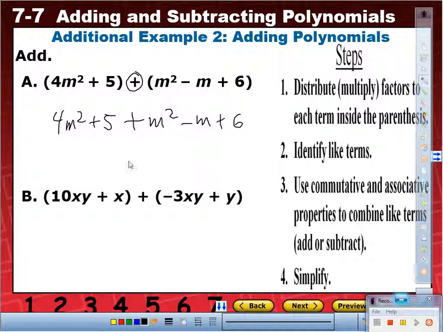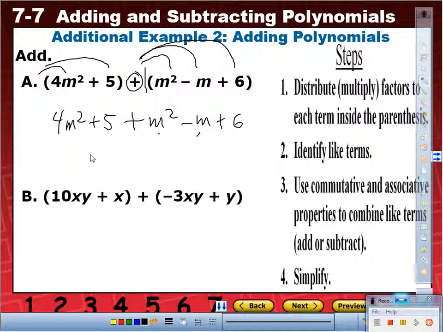What did I just do? I took away the what? Parentheses. Let me show you why I take away the parentheses. There's an invisible number here, which is a 1. What is 1 times m squared? M squared. What is 1 times negative m? Negative m. 1 times positive 6? Positive 6. Same thing over here. Is that correct? Hold on. Pay attention. So, do we know what to do from here? Yeah. So, let's see if you can see it. Everybody look up.